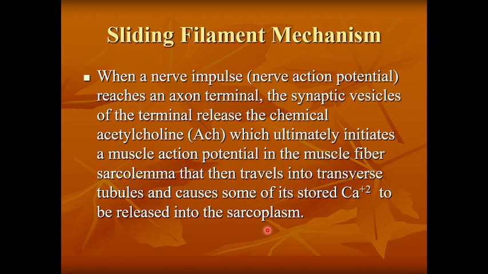When a nerve impulse, that is nerve action potential, reaches an axon terminal, the synaptic vesicles of the terminal release the chemical acetylcholine, which is a neurotransmitter, which ultimately initiates a muscle action potential in the muscle fiber. The sarcolemma then travels into transverse tubules and causes some of its stored calcium, Ca2+, to be released into the sarcoplasm.